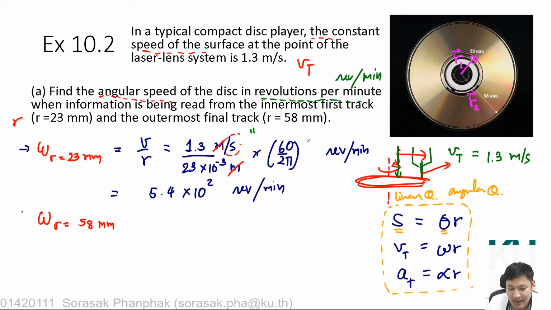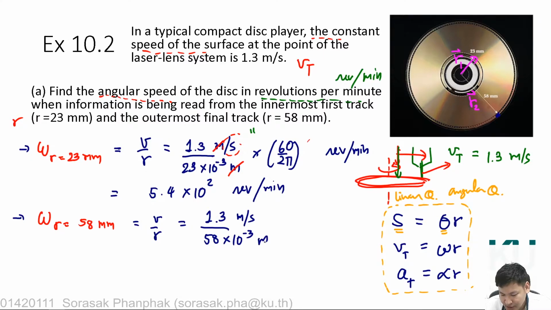How about another radial position? I still use V over R, but R this time is changed to 58 millimeters. So it's still 1.3 meters per second, and this part is 58 times 10 to the minus 3 meters. Now this is the unit of radians per second. So you multiply by 60, which changes per second to per minute, and you divide by 2 pi. So now you change to rev per minute.